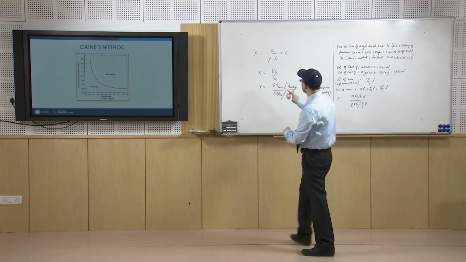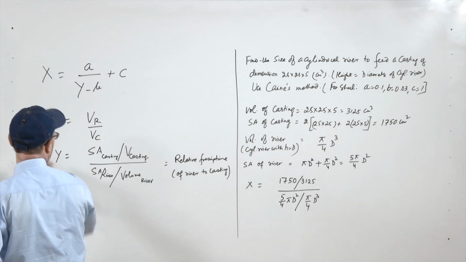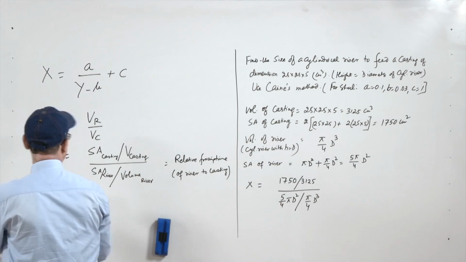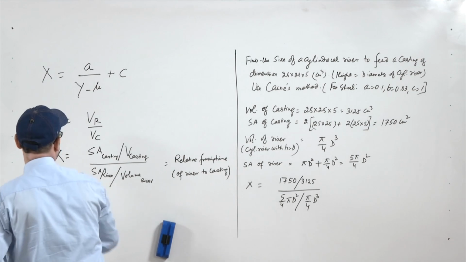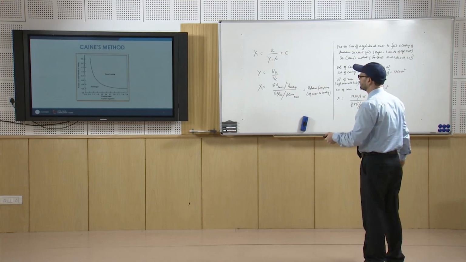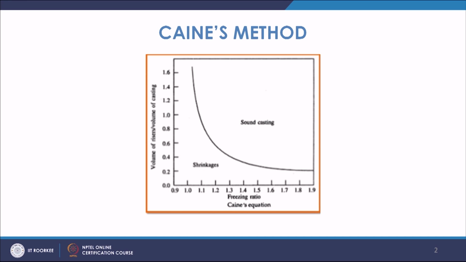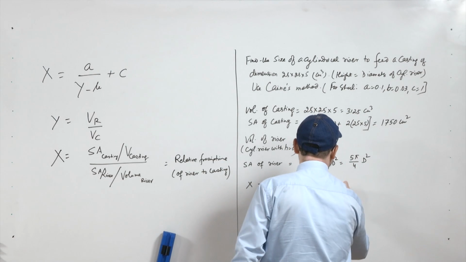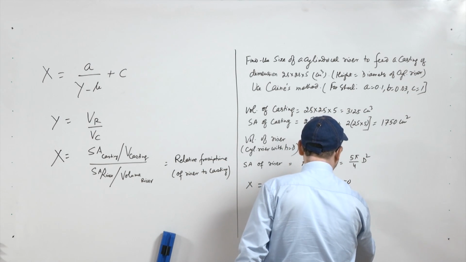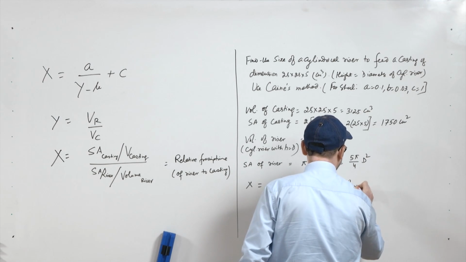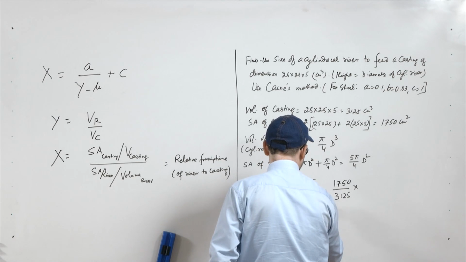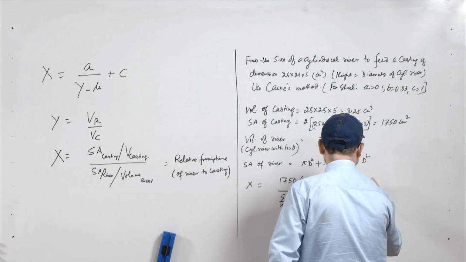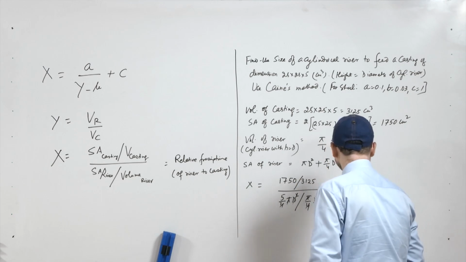In fact, this is the freezing ratio which is there on this line. I feel that there is a mistake here. This is basically y, this is the ordinate axis, and this is your x part. So, this x part is the freezing ratio, that is relative freezing time of the riser to the casting. So, x you will calculate from here, and that will be 1750 upon 3125 multiplied by, here this pi and pi will go, this 4 and 4 will go, and d square will go. So, this d will come on the up and 5 will be at the bottom.